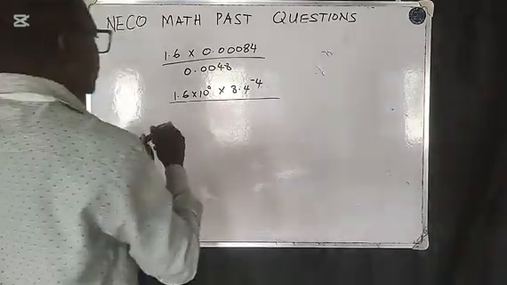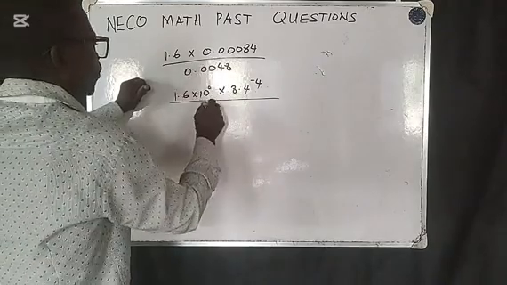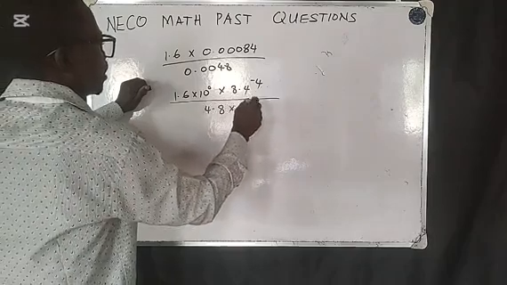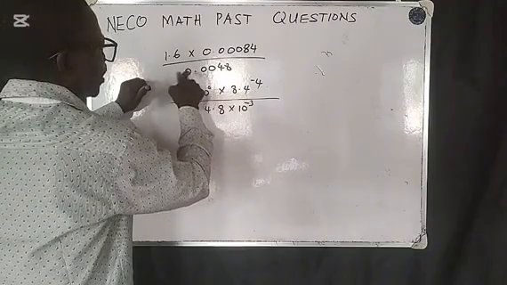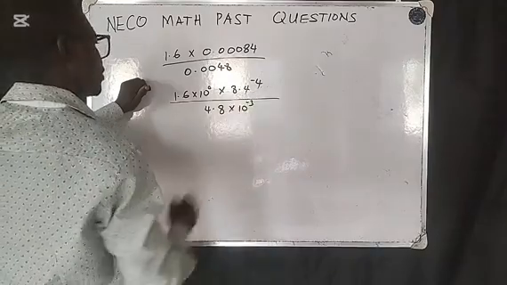Then this one will give us, you move it from here 1, 2, 3. It will be 4.8 times 10 raised to the power of negative 3. Why? Because it is a number less than 1, starting with 0, so the power will be negative.